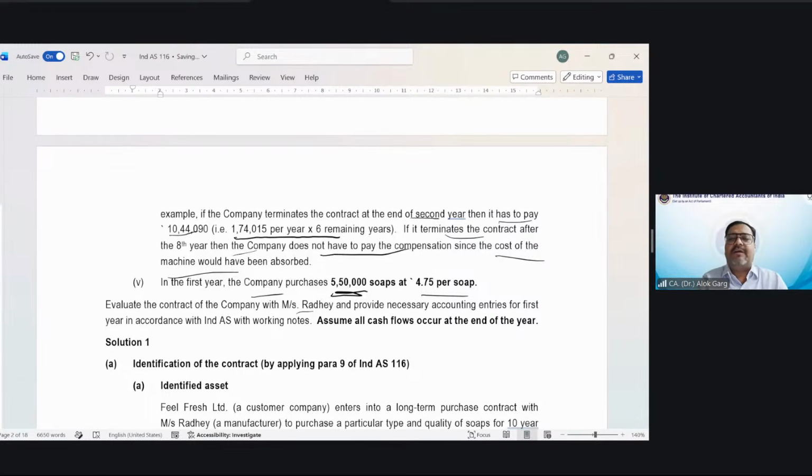Evaluate the contract of the company with Messrs. Radhe and provide necessary accounting entries for the first year in accordance with Ind AS, assuming all cash flows occur at the end of the year. Very, very important, my dear friends. If I classify the commonly found error in the examination, the most typical error, 10% of the errors belong to the end of the year or the beginning of the year. You are all chartered accountants, please manifest it.